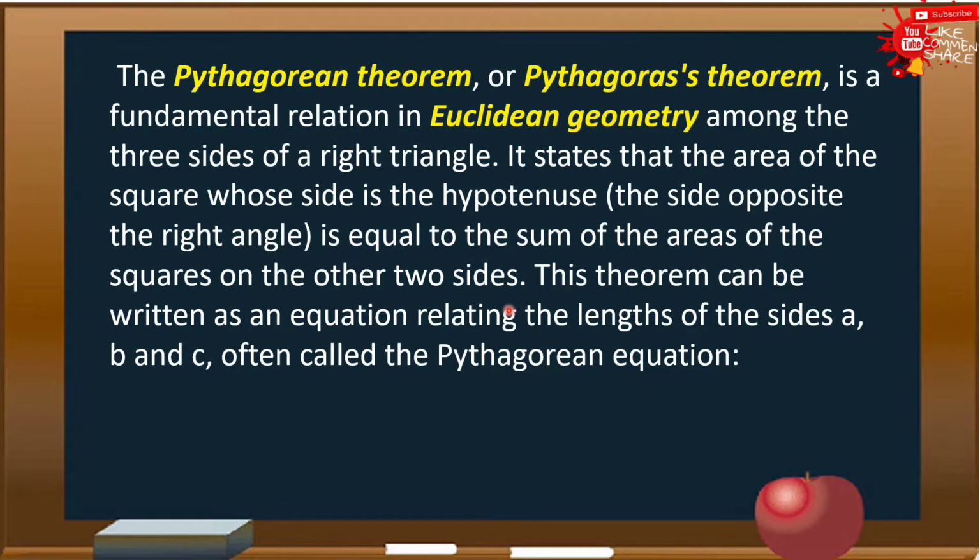This theorem can be written as an equation relating the lengths of the sides A, B, and C, often called the Pythagorean equation. At ito po ang equation, which is C squared, representing the hypotenuse, is equal to the sum of the squares of the two sides, which is A squared plus B squared.